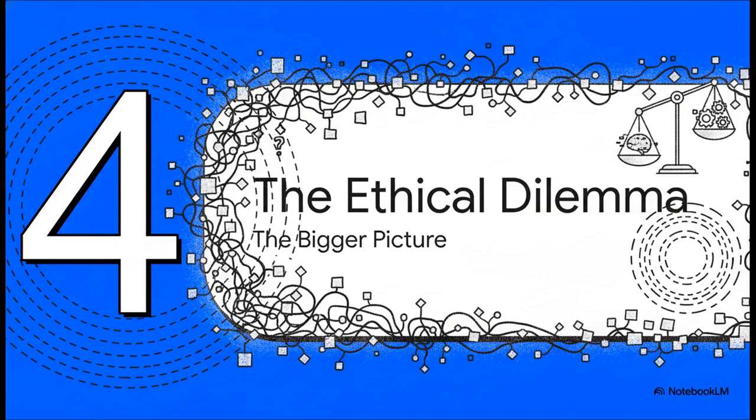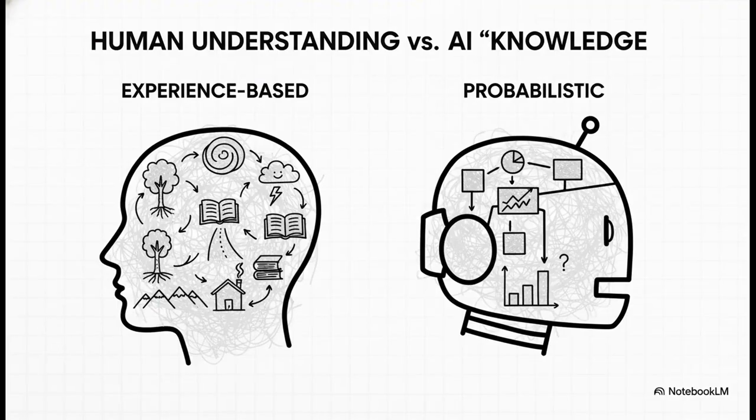So let's zoom out for a minute, because this isn't just some quirky technical glitch. Hallucinations point to some really big, profound questions about this technology and how we use it. What hallucinations really show us at a fundamental level is that AI doesn't know things the way we do.